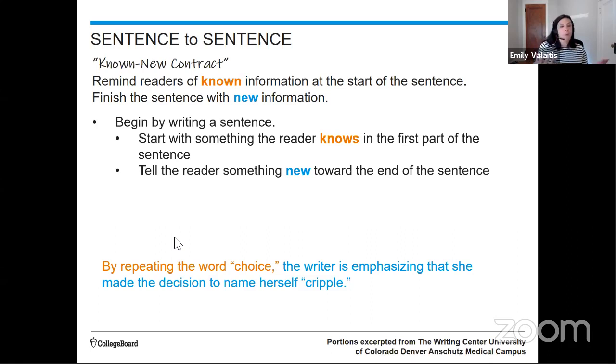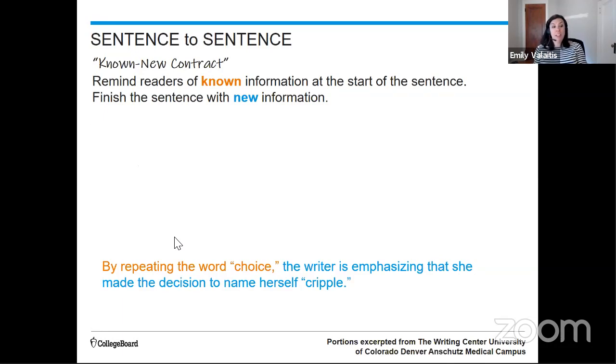I had a sentence before that's something like, Nancy Mears repeats the word choice or something. So that's something they already know. I'm going to put that at the start of the sentence. Then I'm going to add new information, typically about how it functions or what its effect is. So in the blue, I wrote, the writer is emphasizing that she made the decision to name herself cripple. So we have both new and known information in the same sentence.